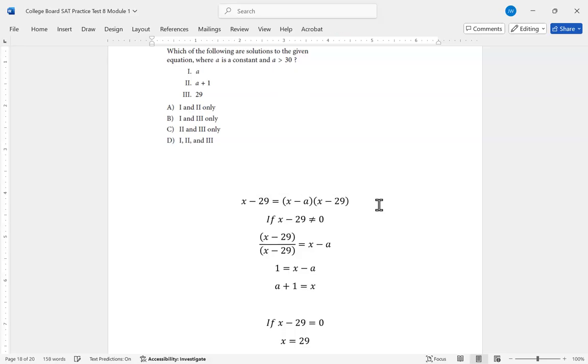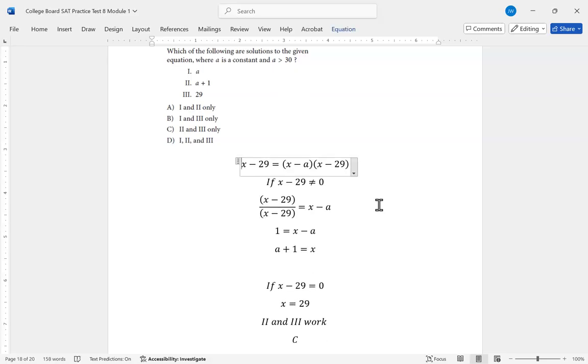So like I said, you can either solve this manually, or you could plug in these values and see which ones give you a true statement. I like solving manually, but if you wanted to plug in all three of these values, you absolutely could do that. But in either case, we get C. Options 2 and 3 only work.